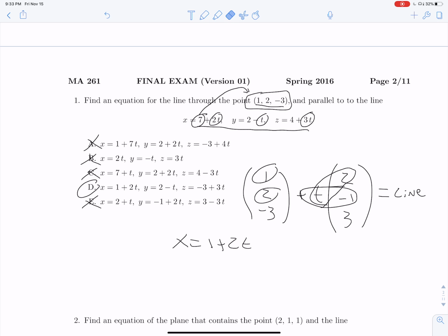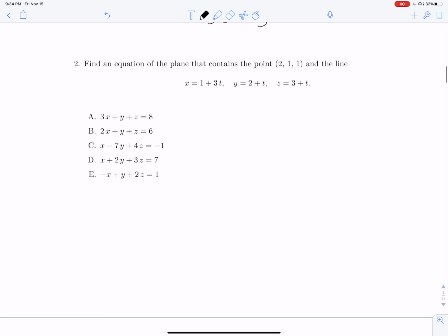Let's just make sure with the other choices, with y and z. We said y equals 2 minus t, which is right there, and z equals 3t minus 3, which, yes, exactly. Okay, I got a little confused there, but 3t minus 3 is exactly there, and we are good.